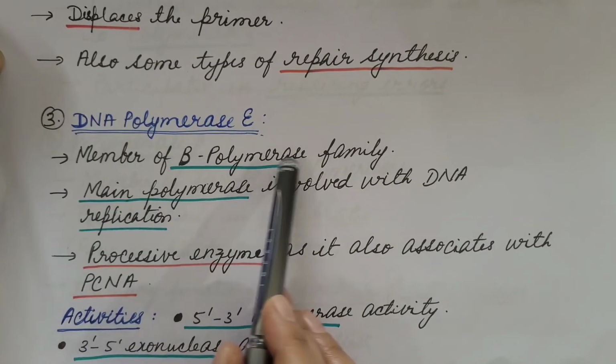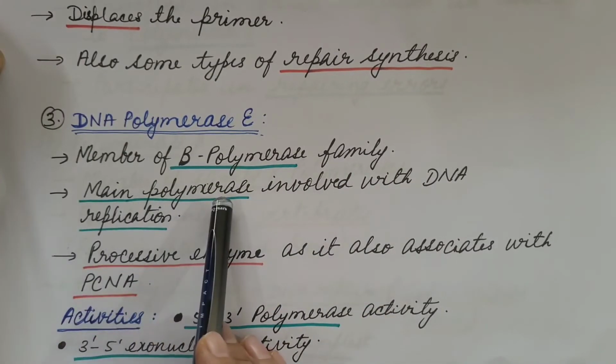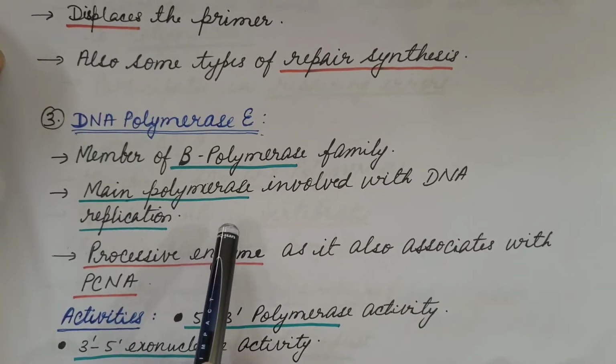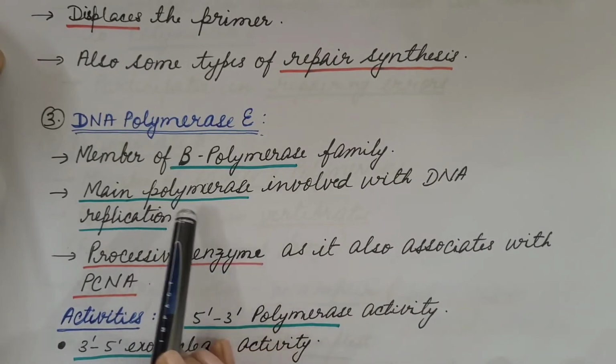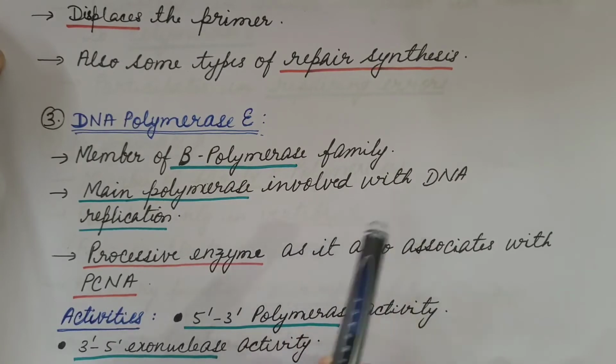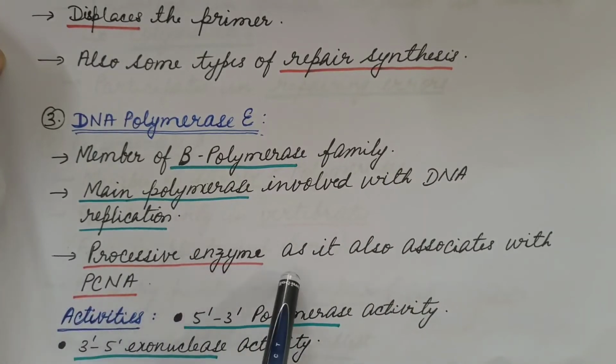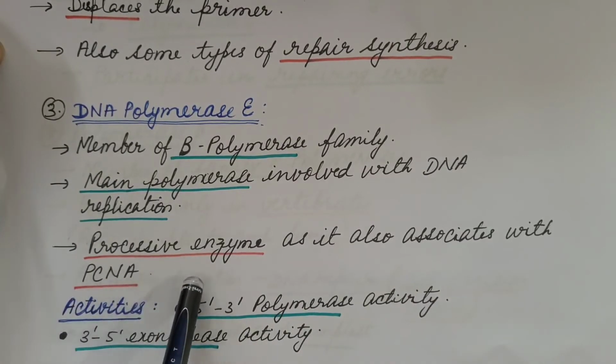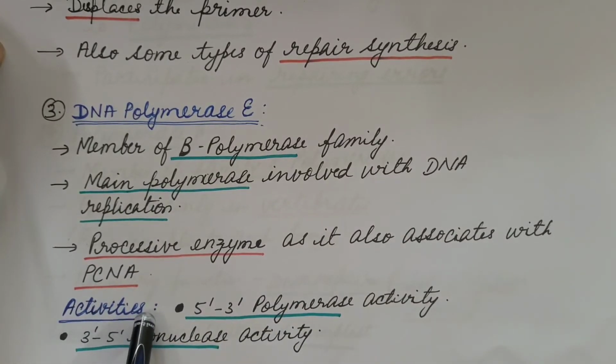It is a member of the B polymerase family. It is the main polymerase involved with DNA replication. Like DNA polymerase delta, it is also a major replicative enzyme. It is also a processive enzyme as it is associated with PCNA, that is proliferating cell nuclear antigen, like DNA polymerase delta. So the activities that it shows are 5'-3' polymerase activity and 3'-5' exonuclease activity.